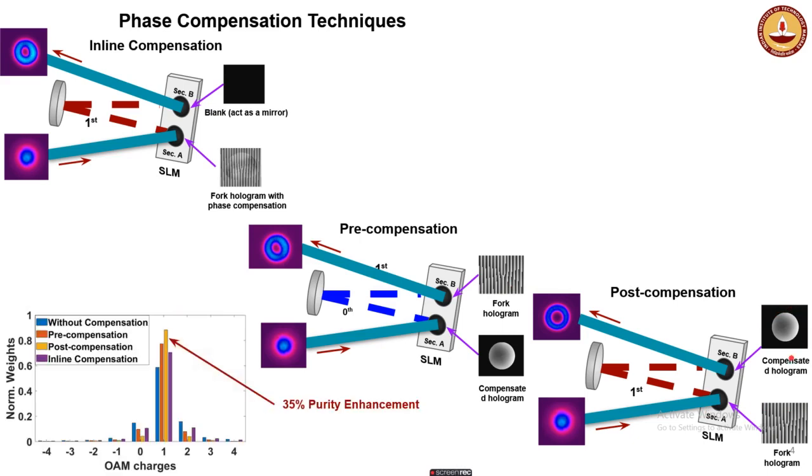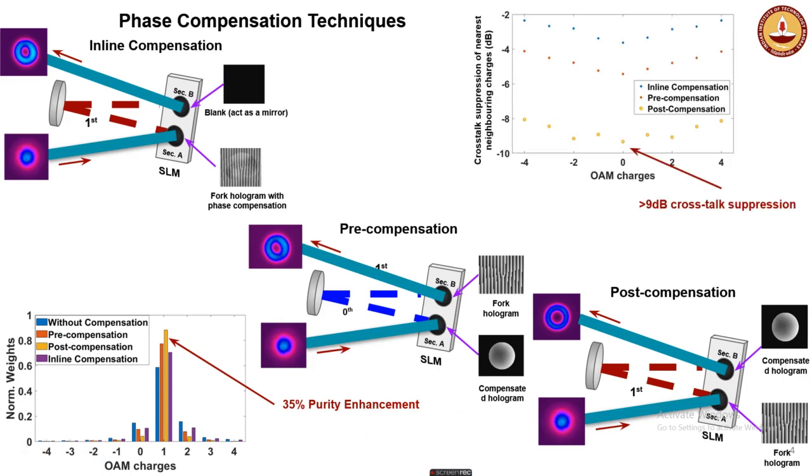Now I am showing the highlights of our work. You can see that the modal purity improved 35% with our post-compensation technique, which is higher than the conventional techniques. Also, we achieved more than 9 dB crosstalk suppression with our post-compensation technique.